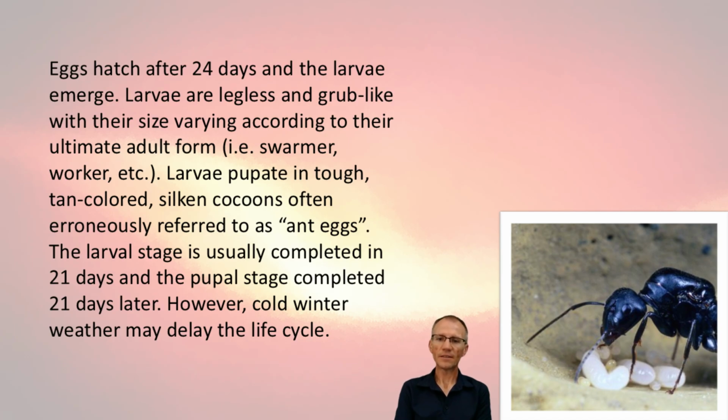Larvae are legless and grub-like, with their size varying according to their ultimate adult form, i.e. swarmer, worker, etc. Larvae pupate in tough, tan-colored, silken cocoons, often erroneously referred to as ant eggs. The larval stage is usually completed in 21 days, and the pupal stage completed 21 days later. However, cold winter weather may delay the life cycle.